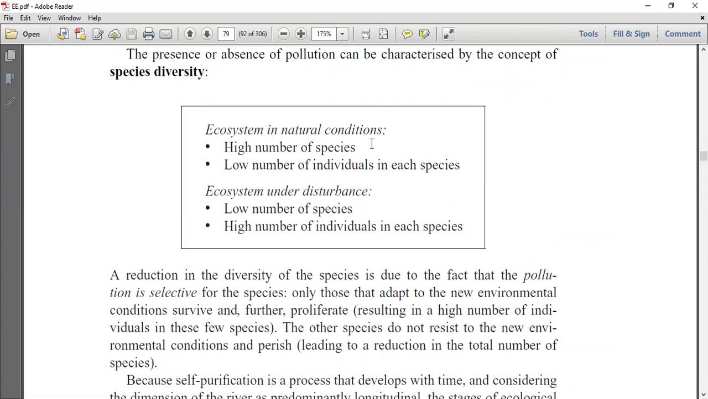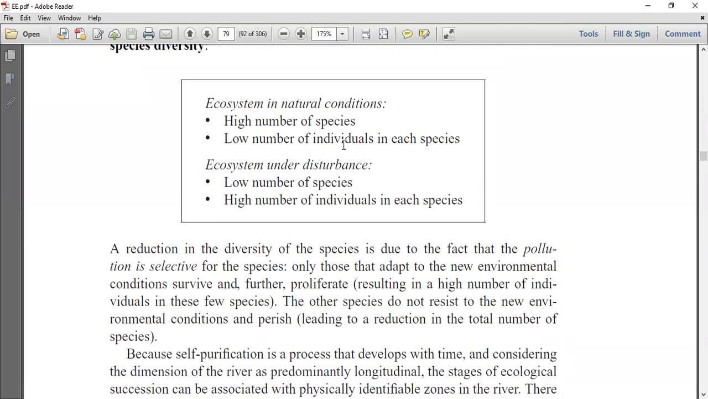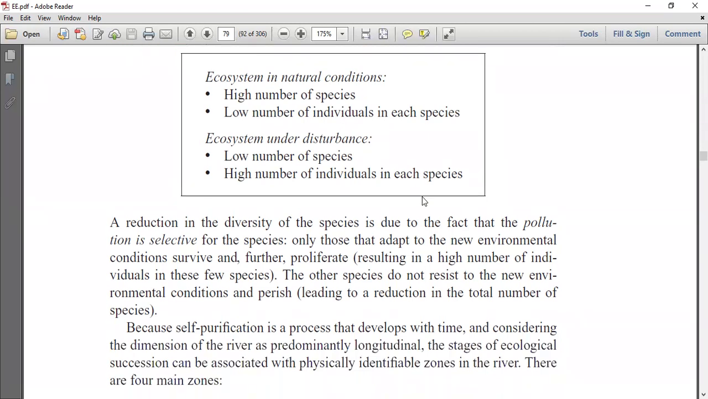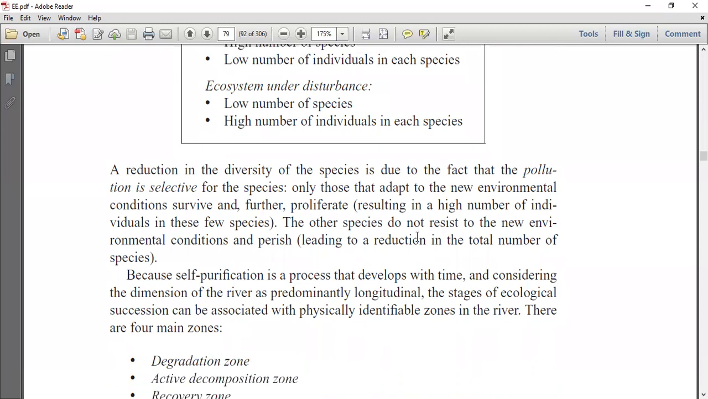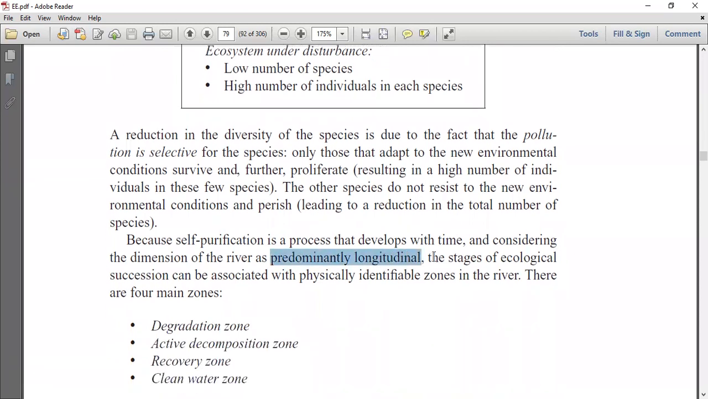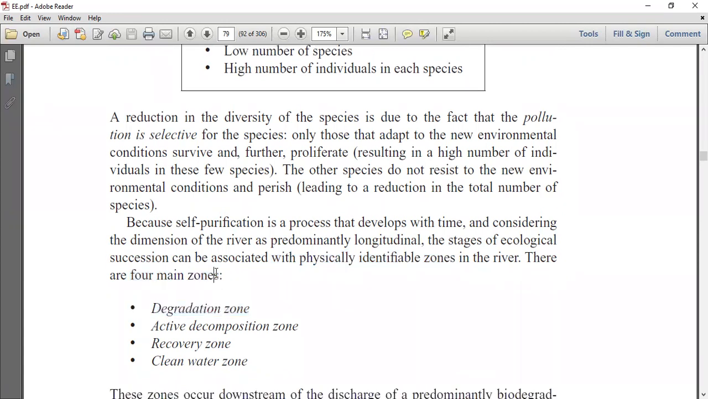A reduction in the diversity of species is due to the fact that the population is selective. Only those species that adapt to the new environmental conditions survive and proliferate; the other species do not resist the new environmental condition and vanish. Because self-purification is a process that develops with time, each longitudinal stage of the ecological succession can be associated with a physically identified zone in the river, which is the fluvial zone.